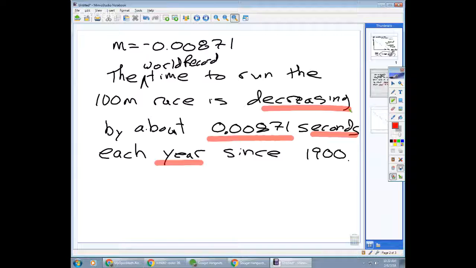But if I said that to my mom, she'd say, what do you mean changing by negative? Like what would your mom say? She'd say the same thing. Yeah, so she'd want to hear drop this many seconds or decrease this many seconds.